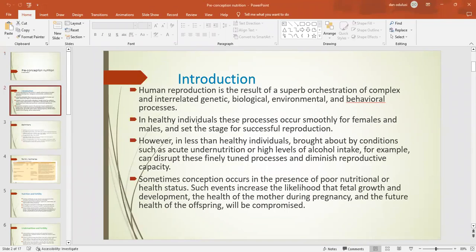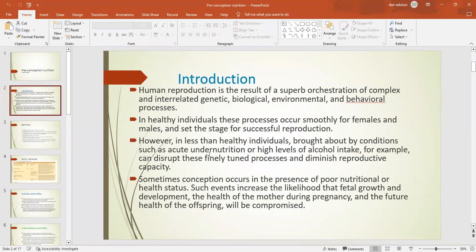In our introduction for today, we are saying that human reproduction is the result of a superb orchestration of complex and interrelated genetic, biological, environmental, and behavioral processes. All this is trying to explain, first of all, the genetic makeup, the sex differentiation between male and female, the biological development of these two binary sexes, and then the behavioral processes of courtship and all those other processes involved. So in healthy individuals, these processes occur smoothly for both males and females and set the stage for successful reproduction.